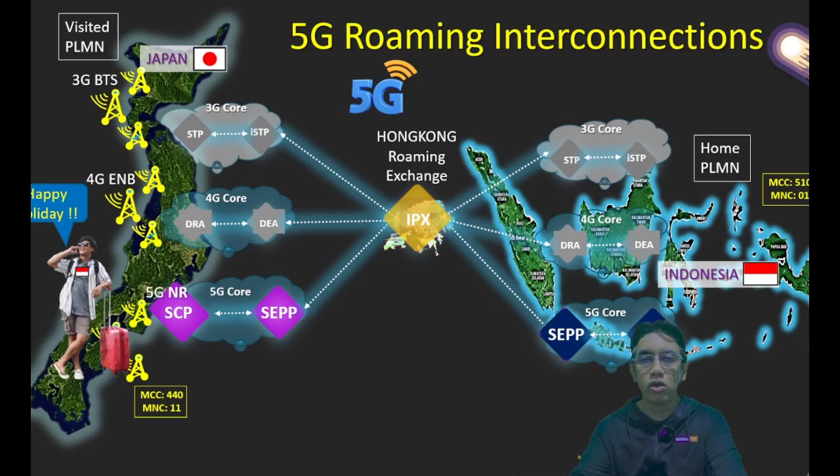So how does the 5G roaming interconnection work between two mobile network operators in two countries? For example, here we have two mobile network operators in two countries. The first one is in Indonesia. We have the mobile network operator with MCC, or mobile country code, 510 and mobile network code 01, which is the Indosat operator. And in Japan, we have mobile country code 440 and mobile network code 11, which belongs to Rakuten Mobile or NTT Docomo.